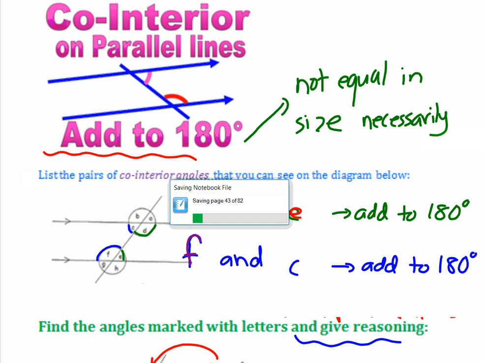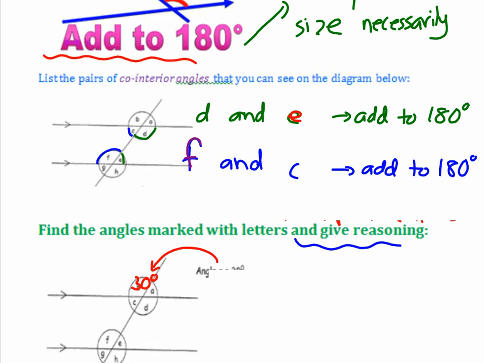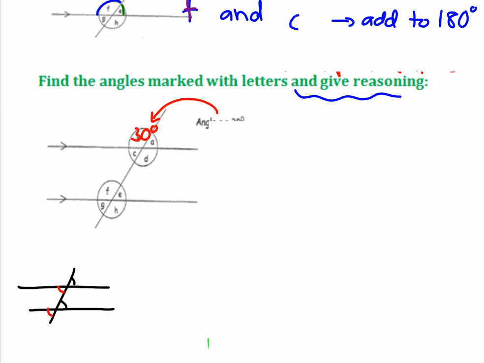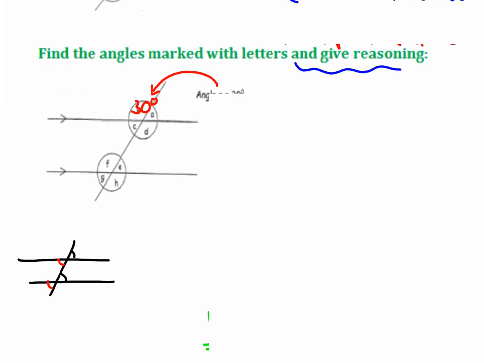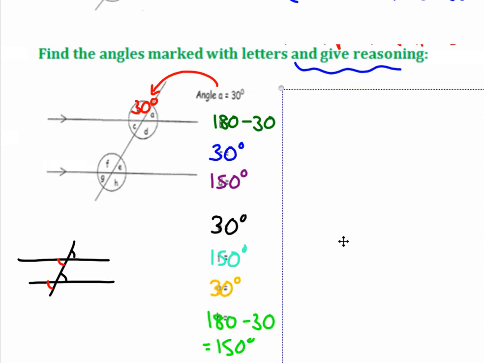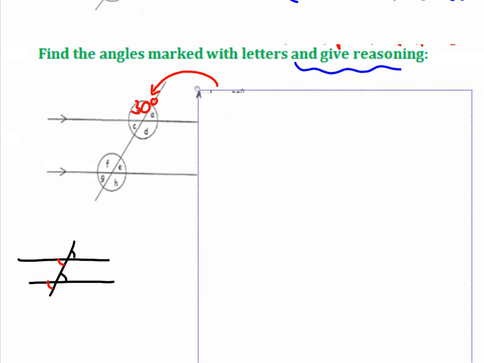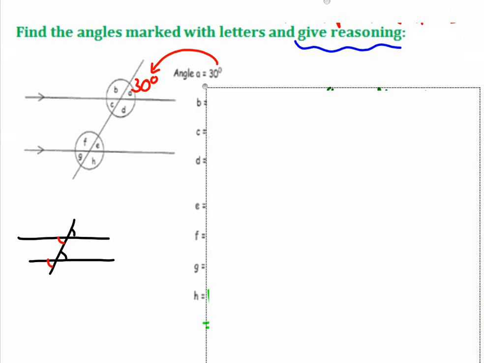Remembering, we're going to do a little wrap up now by doing a bit of a mixed problem. Find the angles marked with the letters and give reasoning. Oh, they disappeared for some reason. Just one second. Okay, fixed that problem now. So find the angles marked with the letters and give reasoning.